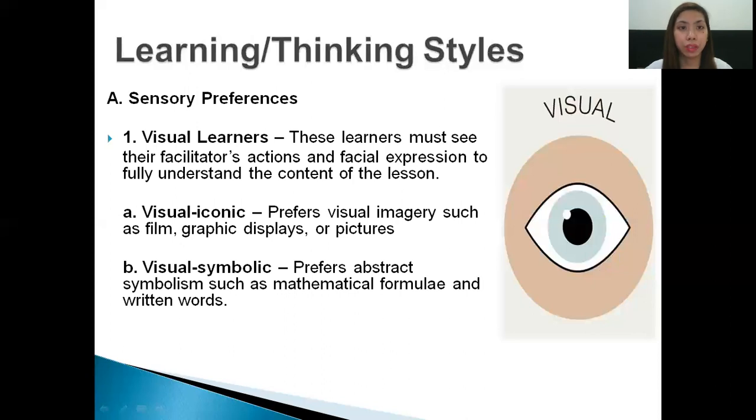is the sensory preferences. First, we have the visual learners, and these learners must see their facilitator's actions and facial expression to fully understand the content of the lesson. During a lecture or classroom discussion, visual learners often prefer to take detailed notes to absorb the information. Now, there are two kinds of visual learners. We have the visual iconic, who prefers visual imagery, such as film, graphic displays, or pictures, and the visual symbolic, who prefers abstract symbolism, such as mathematical formulae and written words.